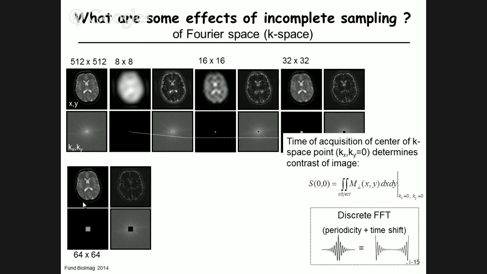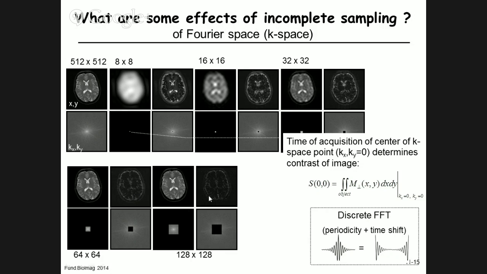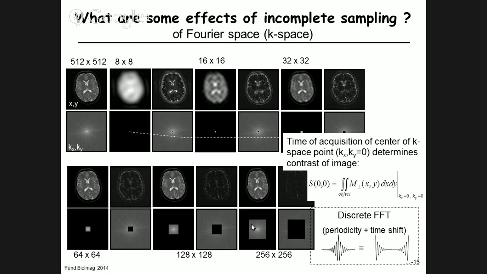Okay, 64 by 64. Now the image starts to become interesting. Take out the first 64 points. This shows you that at the edges of the K-space are the sharp features, at the center are the broad features and the contrast. 128 by 128 and 256 by 256. That's what it looks like.